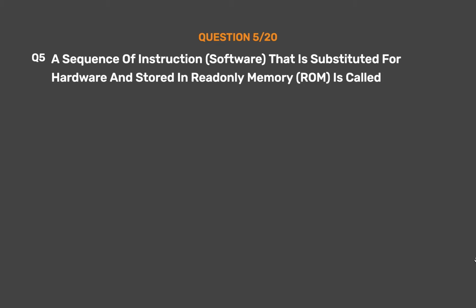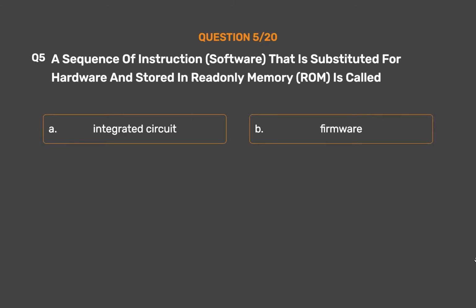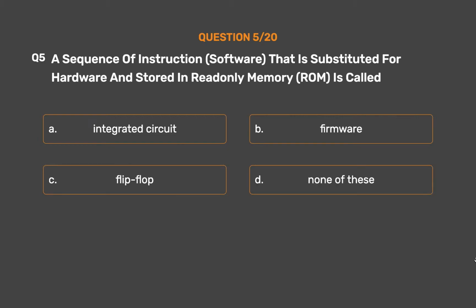Question number 5. A sequence of instruction, software, that is substituted for hardware and stored in read-only memory, ROM, is called Option A. Integrated circuit. Option B. Firmware. Option C. Flip-flop. Option D. None of these.